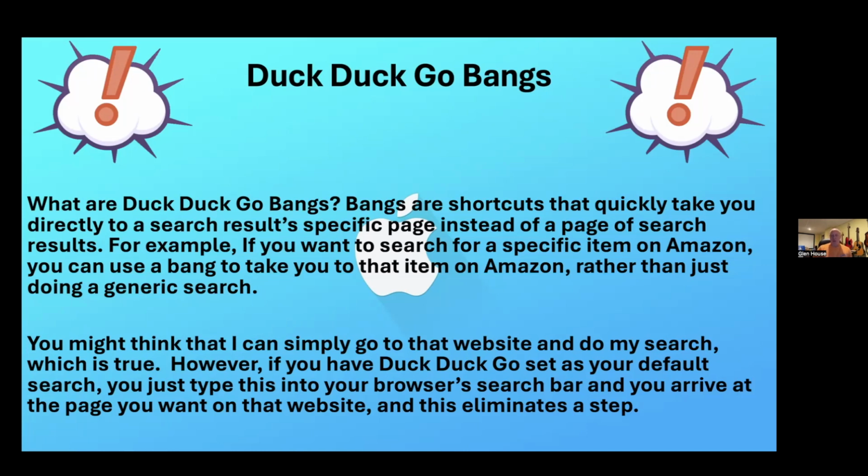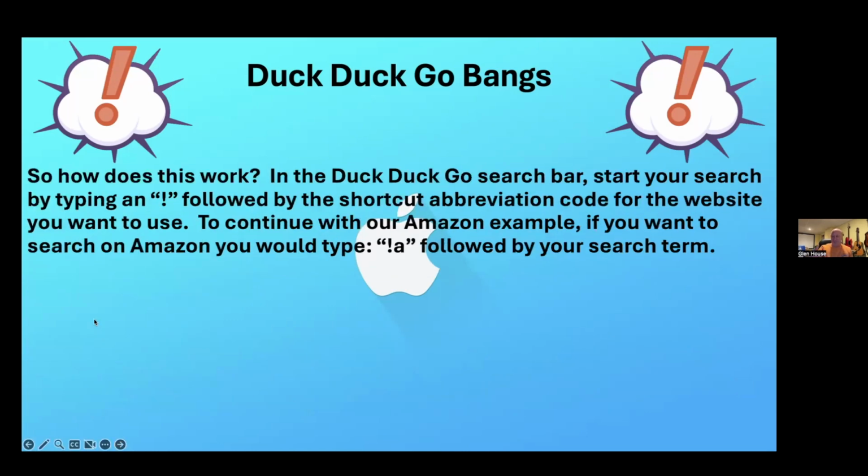So for example, if you want to search for a specific item on Amazon, you can use what they call a bang to take you directly from your browser to that item on Amazon, rather than doing a generic search. And I know you might be saying, well, why don't I just go to Amazon? You can if you know exactly what you're looking for, but this cuts out the middleman and skips a step or two. If you have DuckDuckGo set as your default search in your browser, whether you're using their browser or Safari, you just type this into your browser search bar and you'll arrive right on the page that you want. So I'll explain how this works.